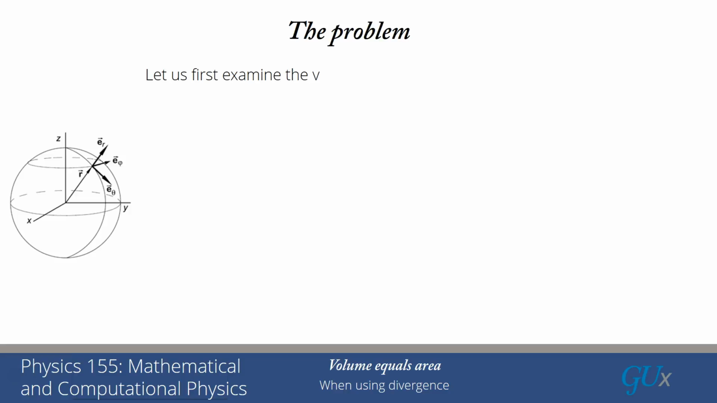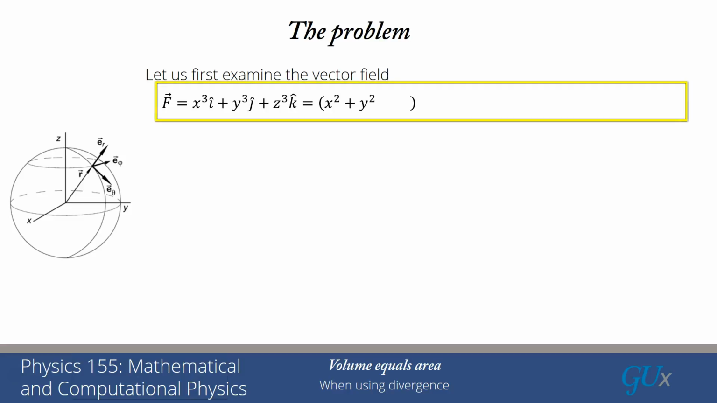So let's first examine the vector field that we're going to be working with. It is F is x cubed times the unit vector in the x direction plus y cubed times the unit vector in the y direction plus z cubed times the unit vector in the k direction. And using the fact that I can extract an r cubed times some angles, I will pull out the factor x squared plus y squared plus z squared raised to the 3/2 power.